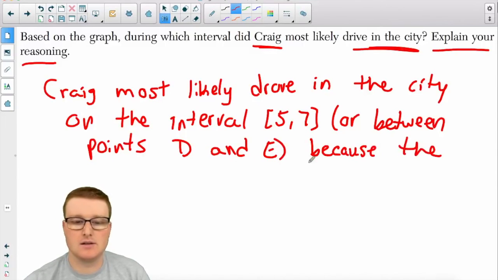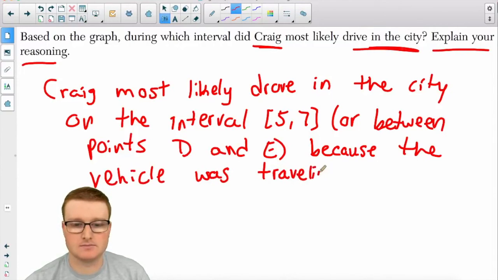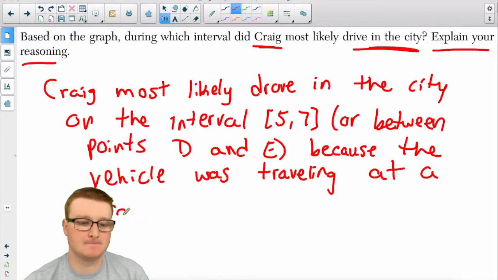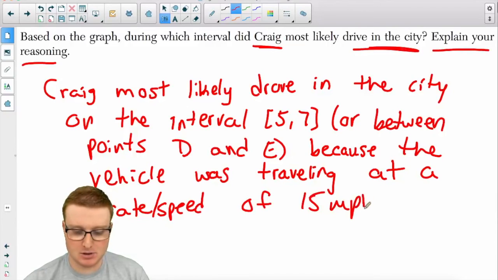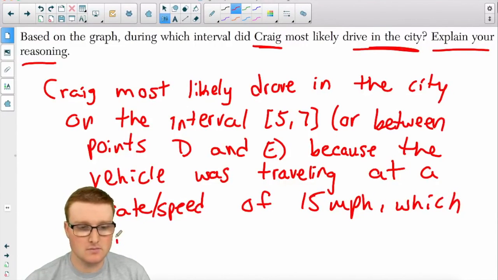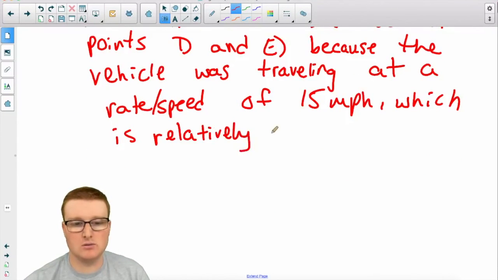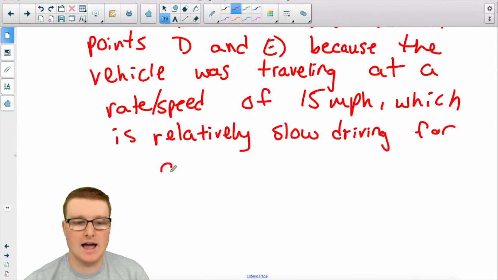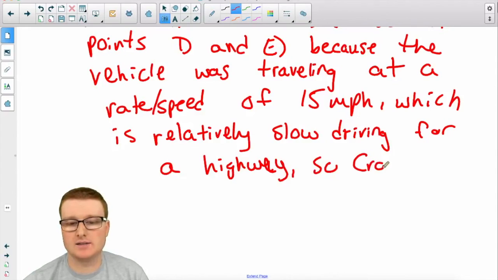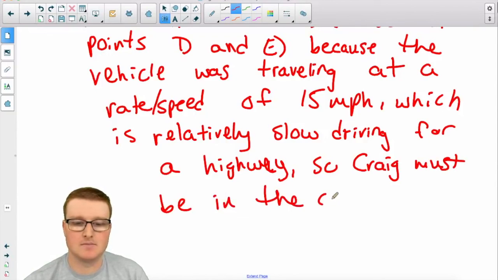because the vehicle was traveling at a rate or speed of 15 miles per hour, which is relatively slow driving for a highway. So Craig must be in the city.